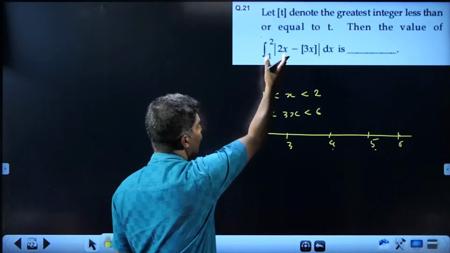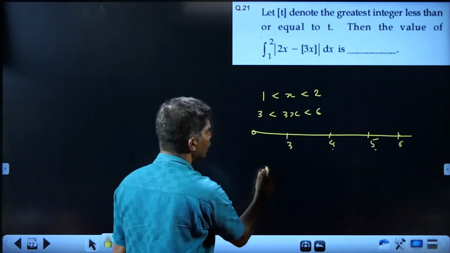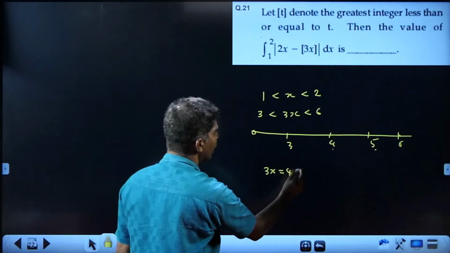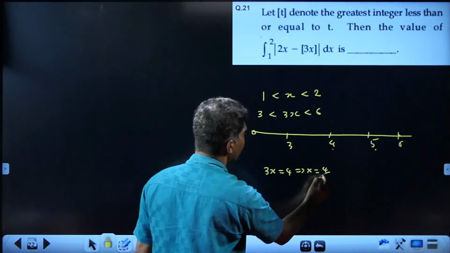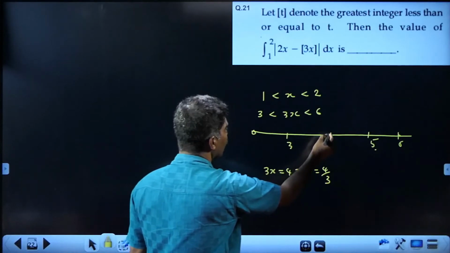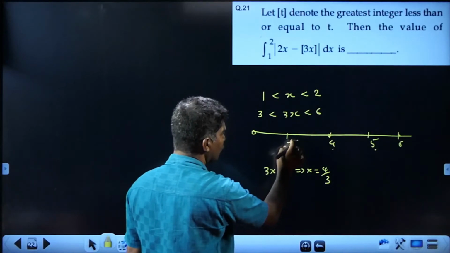Instead of 3x, you have to consider it as x. So, what will you write? 3x is equal to 4. That implies x is equal to what? 4 by 3. Again, up to here the integer value will be 3.